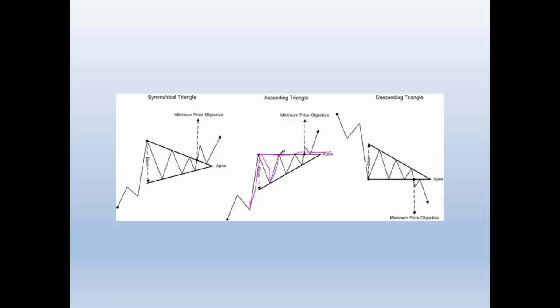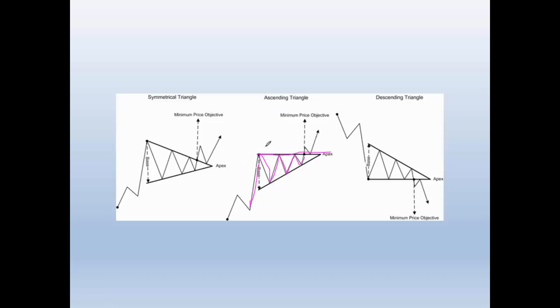Fails to break the high, fails to break the high, but keeps forming higher lows. So what does that tell you? It's more likely to keep going up. Why? It's forming higher lows. Makes sense?